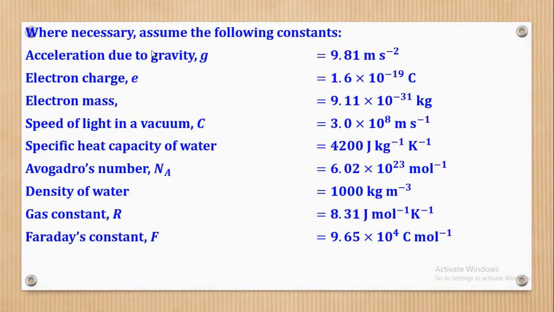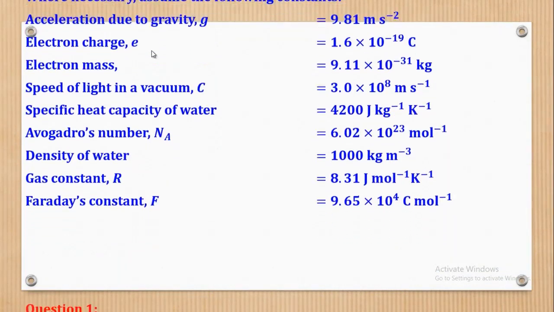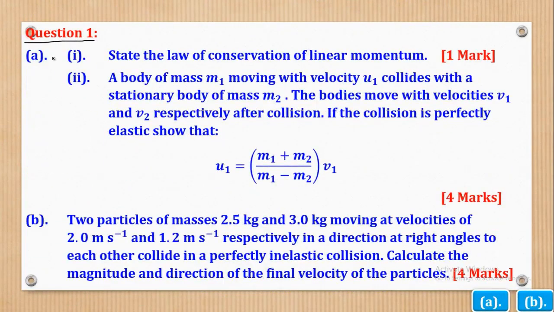So these were the table of constants which could be used where necessary. We shall start with question 1, and part A, Roman 1 says, state the law of conservation of linear momentum. So let's start with that.